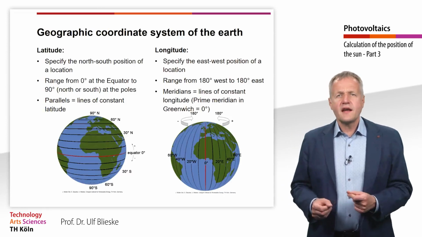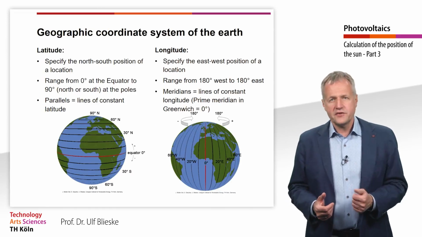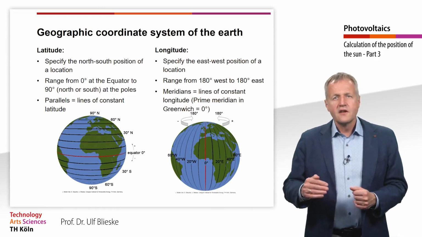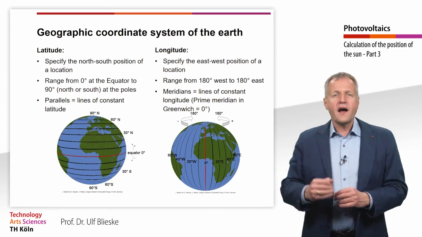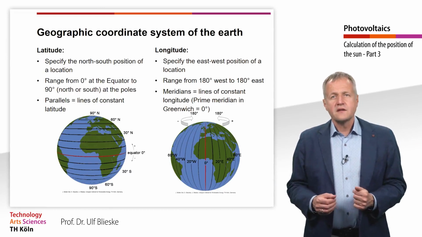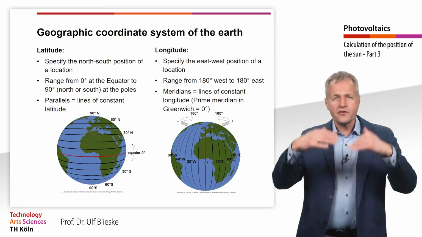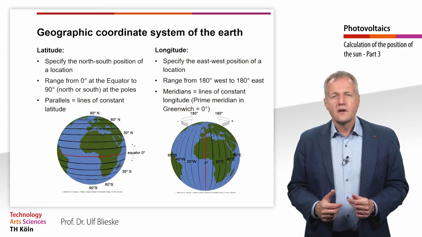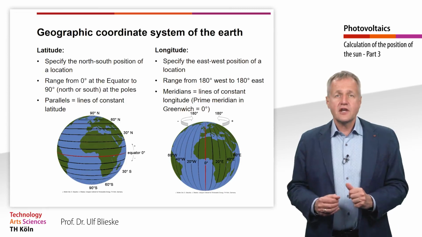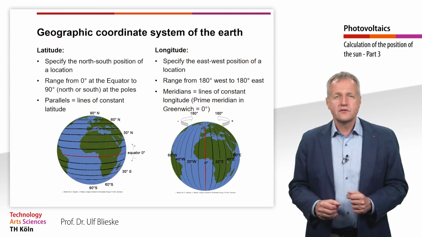It is important to understand the geographic coordinate system of the Earth in order to correctly calculate the sun position. The Earth is divided into 180 latitudes. The latitude specifies the north-south position of a location. The latitude ranges from 0 at the equator to 90 north or south at the two poles. All latitudes form a line parallel to the equator. Hence, these parallels are lines of constant latitude.